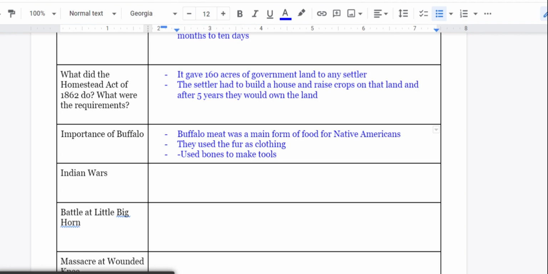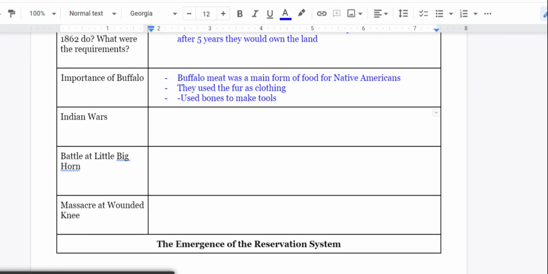So buffalo are super important to the lifestyle of Native Americans, but because they kept getting in front of tracks and blocking trains, railroad companies turned to massive buffalo hunting parties with thousands of men with rifles to slaughter buffalo. Now, because of all of this, Native Americans started to push back, and what that led to was what were called the Indian Wars. And the Indian Wars often did not go very well for the Native Americans.